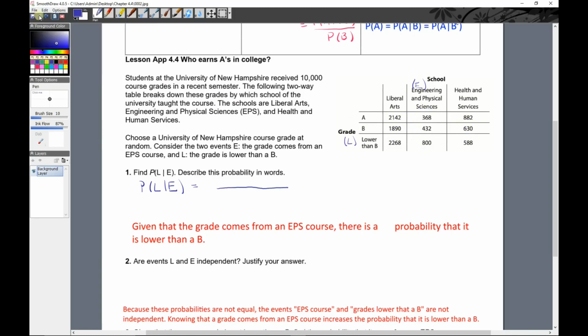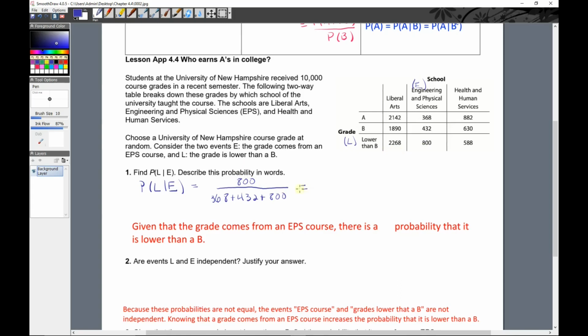Okay. So we're going to just use this to figure out our new grand total. So 368 plus 432 plus 800, which would have given us a subtotal, which is missing. And so given that, our grade that's lower than a B is 800.